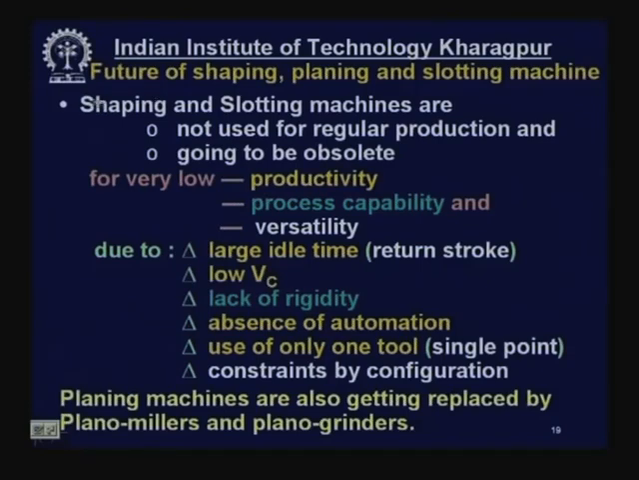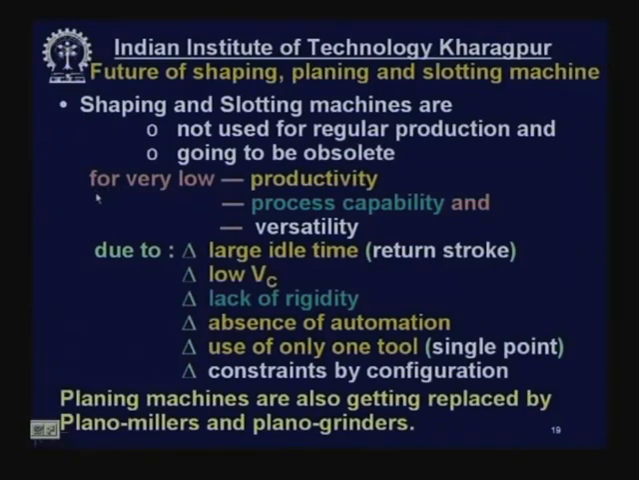Now, the future of shaping, planing and slotting machines has to be learned, because we have already covered lathes, which are productive machines, and drilling and milling machines, which are all productive machines used for batch production, piece production, and lot production. But shaping and slotting machines especially are not used for regular production and are going to be almost obsolete because of their poor performance.